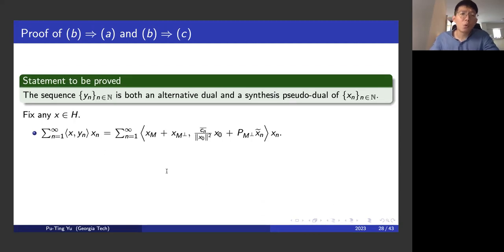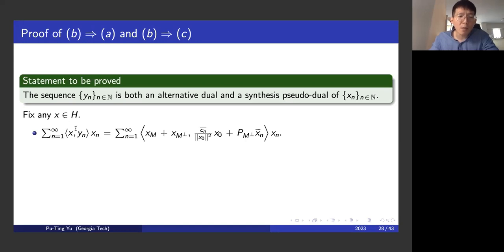Okay, so to show this sequence Yn we just constructed is both an alternative dual and a synthesis pseudo-dual, we have to show that the sum of Xn multiplied by the inner product of x and Yn equals x. And when we interchange the position of Yn and Xn, we still get x.